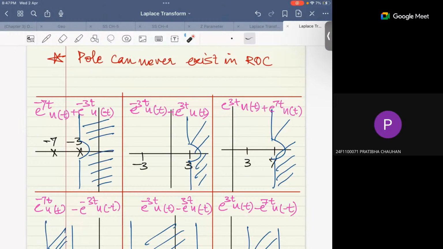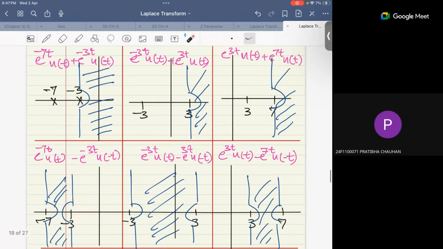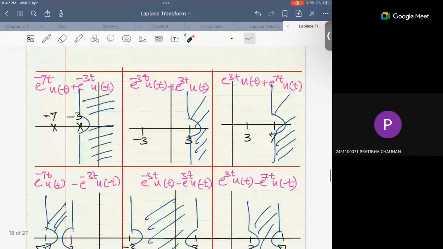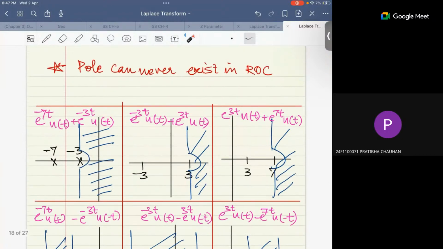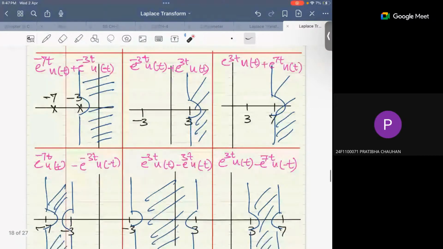Here I just want to tell you that from the ROC you can get an idea. The first thing that should be in your mind is that a pole can never exist inside the ROC. If that is happening, then the Laplace transform is wrong, or at least it doesn't exist. That's why I was telling you to represent it like this, so that the minus 3 will not come under the ROC of the system that has been given to you.